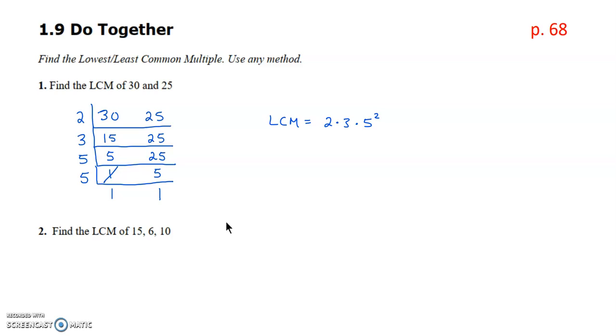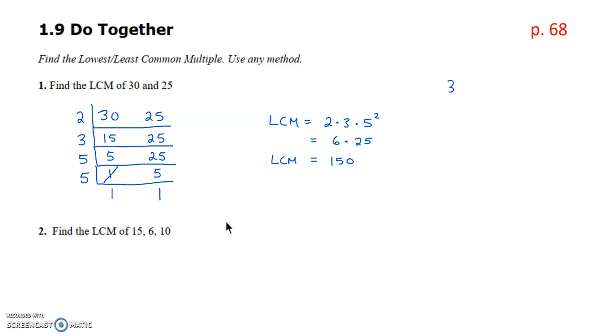So 2 times 3 is 6, times 25 is going to be 150. So my lowest common multiple of 30 and 25 is 150.